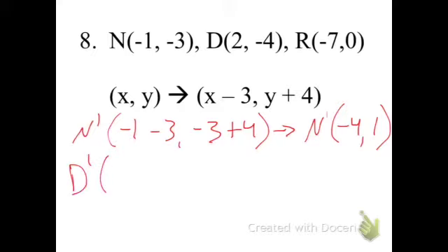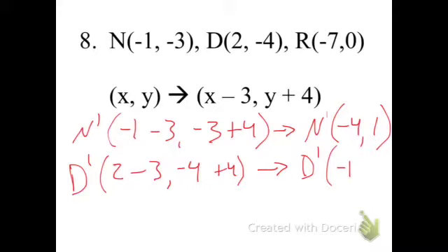D prime comes from D, which currently is x at 2, so I need to subtract 3 from that. And the y coordinate is negative 4. We need to add 4 to that. So when you do that, you'll get D prime is at negative 1, because 2 minus 3 is negative 1. And then negative 4 plus 4 is 0. So D prime is at negative 1, 0.